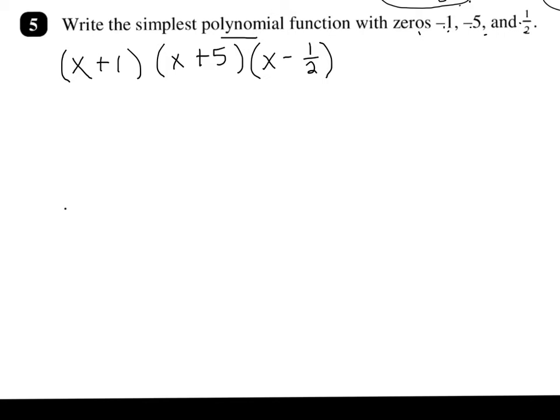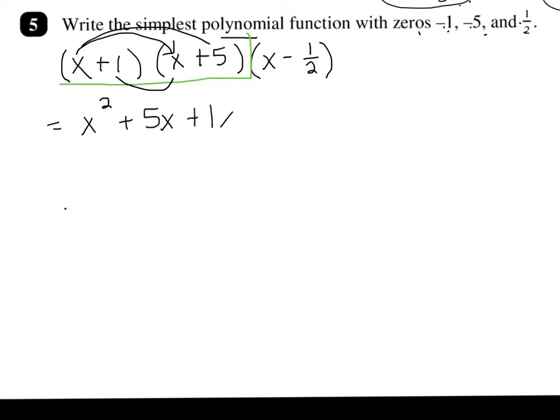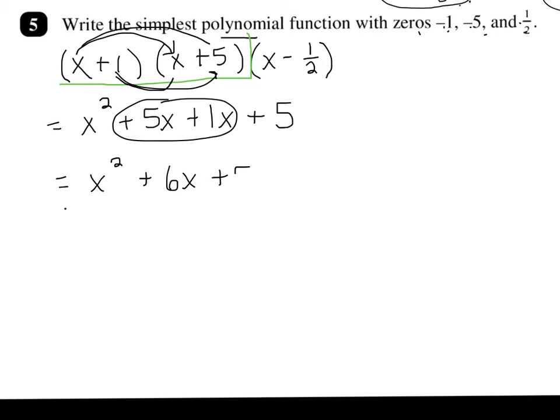Now we can pick whichever two we want to start with, and we will multiply them together. So I'm going to go ahead and start with these two. I'm going to FOIL those two together. When I do that, I will get x squared plus 5x plus 1x, and then 1 times 5 is 5, so plus 5. I'll combine like terms, and it will equal x squared plus 6x plus 5.